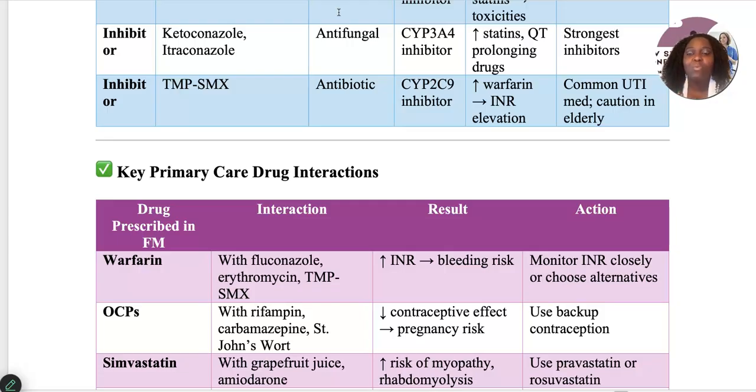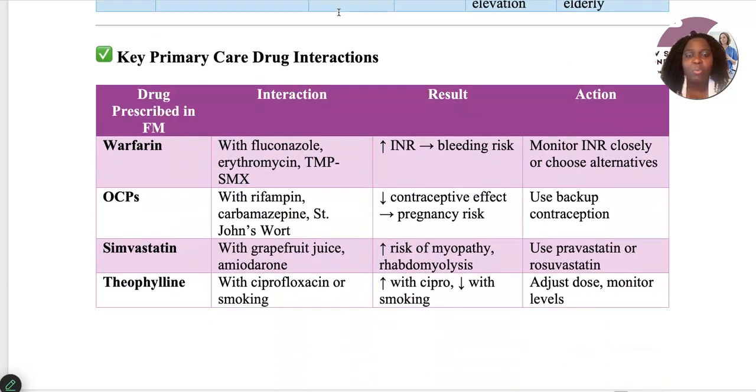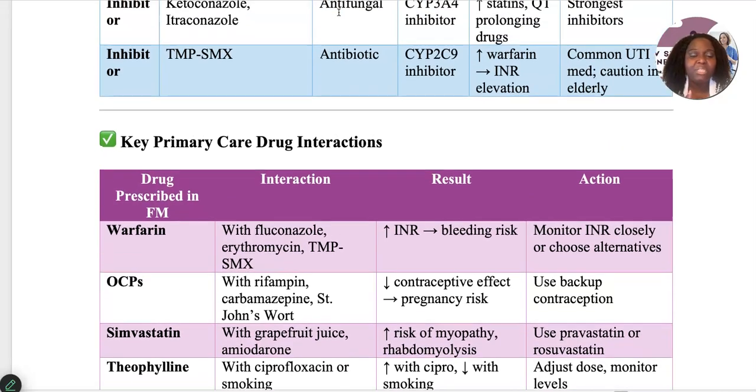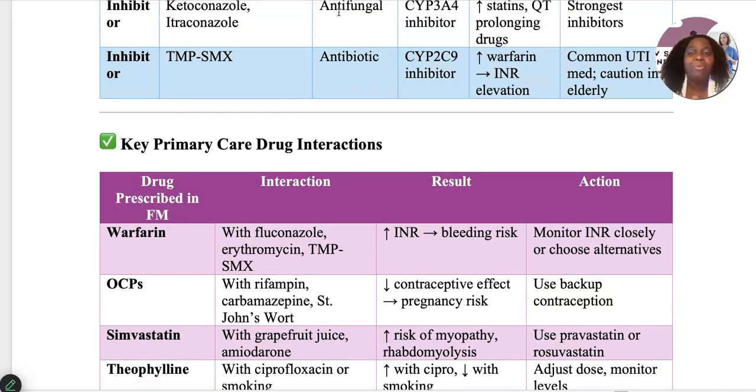And then we have the last one on the list right here, the sulfur drug, TMP-SMX. It is definitely an inhibitor. It's going to increase warfarin. It's going to increase INR. And then, of course, what do we use it for? It's commonly used for UTIs. We still use it. Don't get me wrong now. You can't be running from inhibitors. You can't be running from inducers. Most drugs always have some kind of interaction that they create, okay? What you're going to do as a provider is recognize it, pay attention to it, know what that drug is, and know how to titrate accordingly.